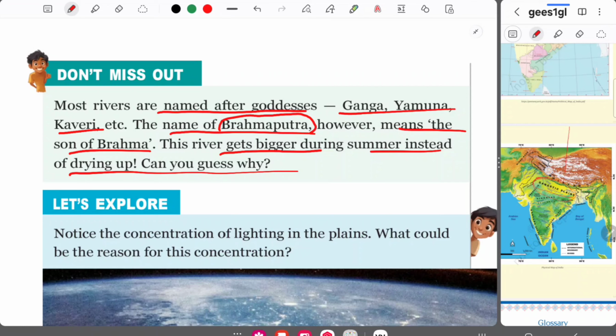The Brahmaputra is over here, in this area. So what happened in this area? There is huge rainfall, especially during the summer. Heavy rainfall used to take place in the northeastern part. And that is the reason why this river gets bigger, and the extra water flows in the Brahmaputra, making the river very big instead of drying up. Okay, I hope you understood.